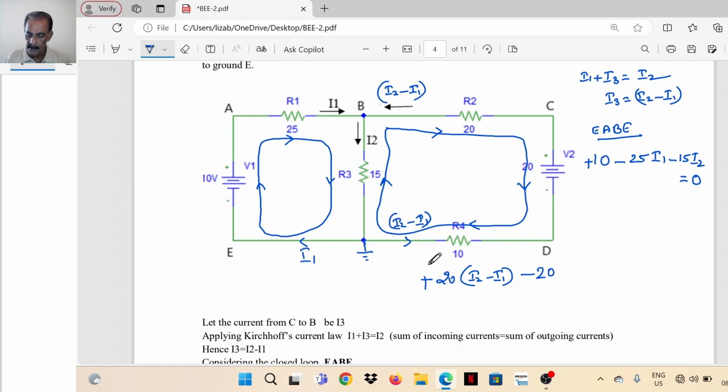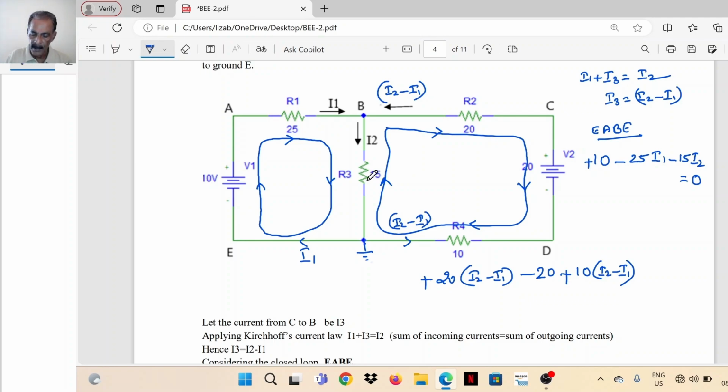Then the next IR drop is I2 minus I1 into R4. R4 is 10, so 10 into I2 minus I1. The current I2 minus I1 is from E to D, whereas the loop is from D to E, opposite direction. So a plus sign.